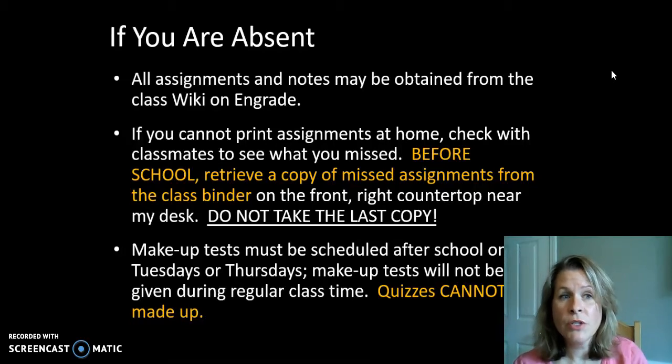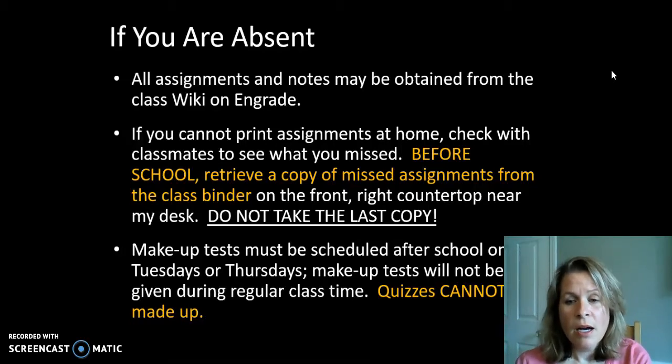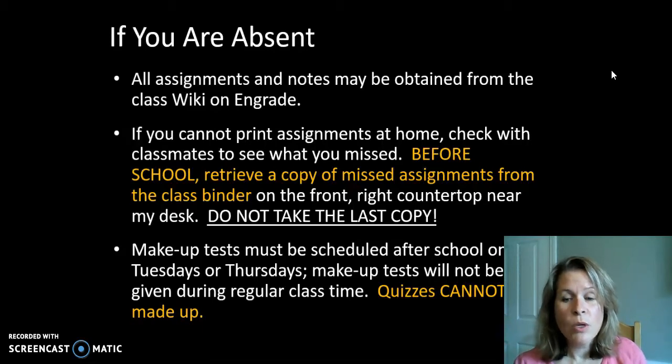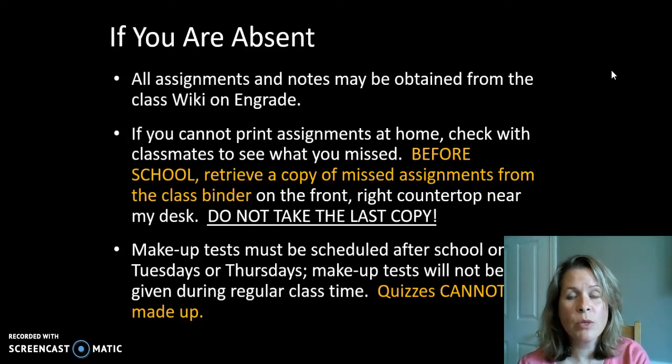Something a little bit different this year, we're not going to make up quizzes. I will drop the lowest quiz grade, so if you miss one quiz, not a big deal. That just becomes a dropped grade. If you start missing 2 and 3 and 4 quizzes, then we're going to replace that quiz grade with the test grade for that unit.